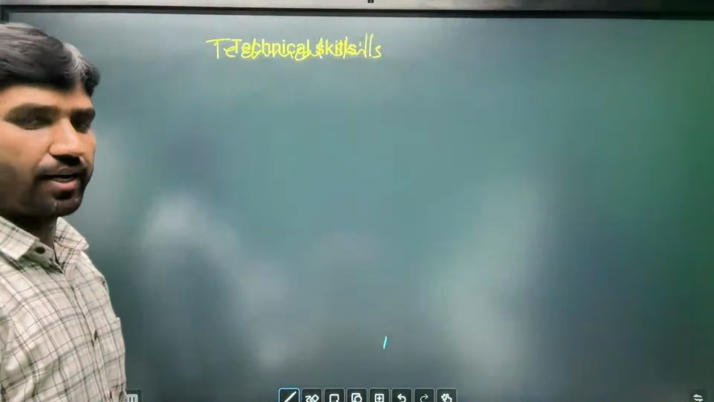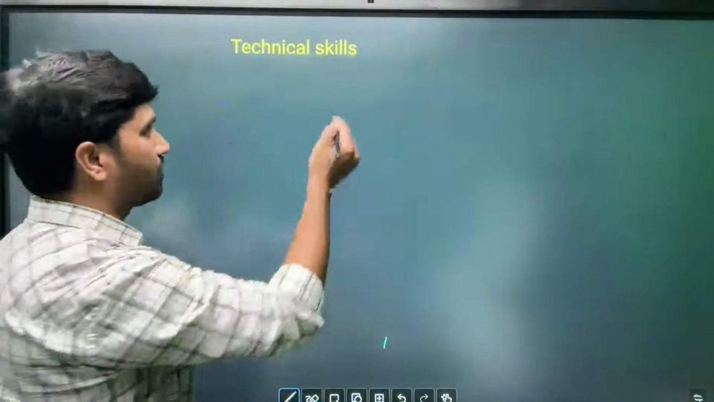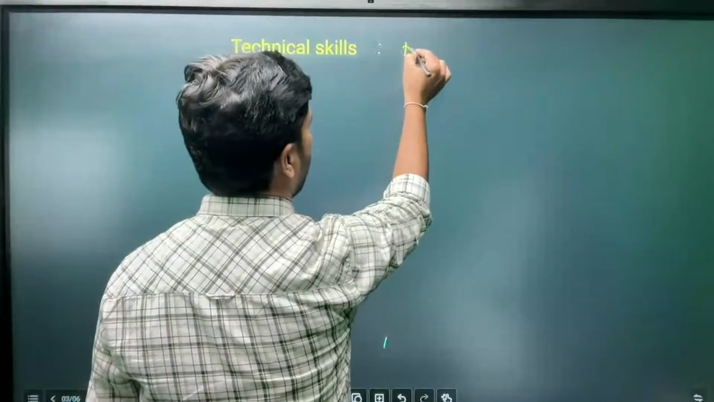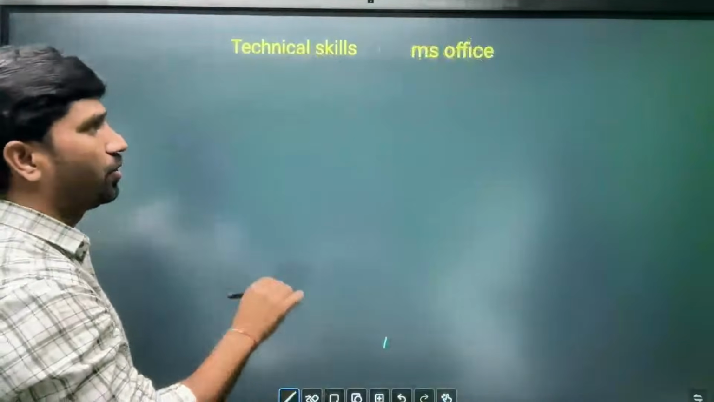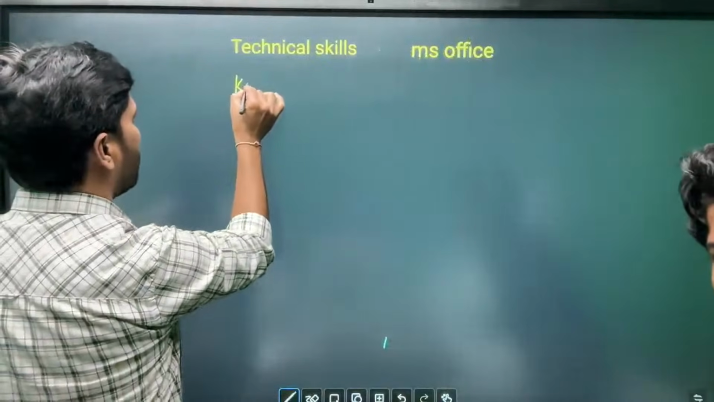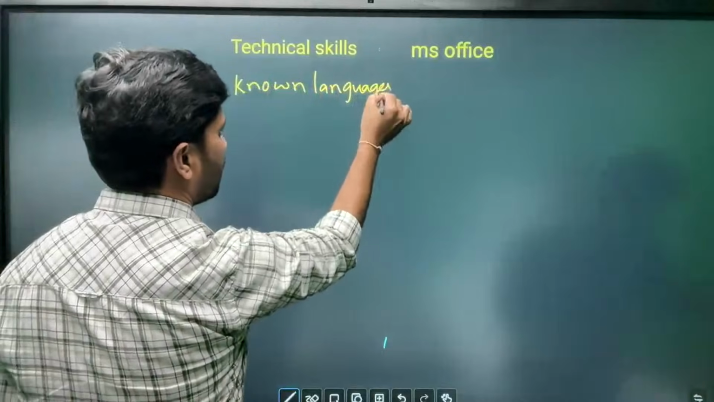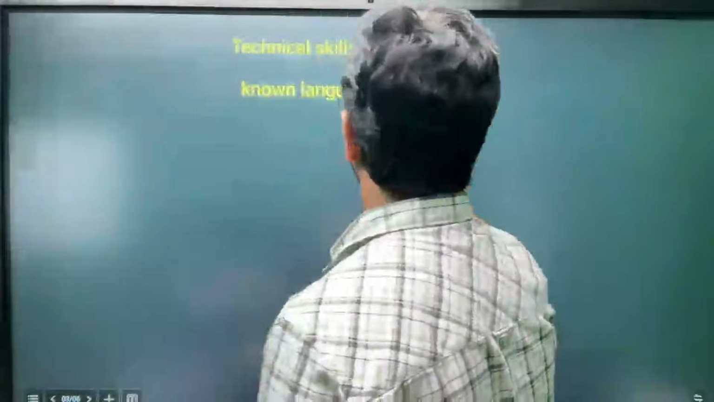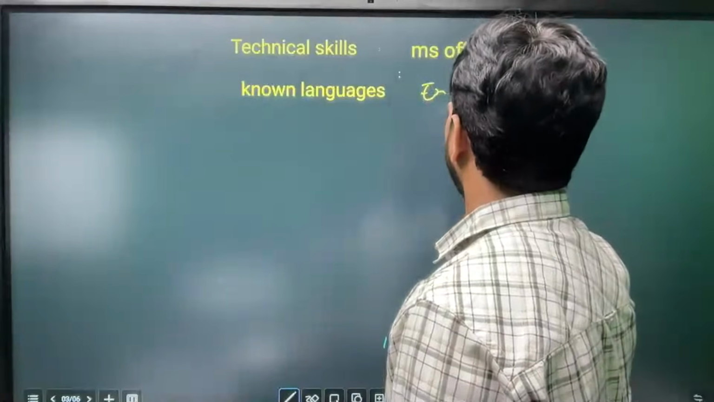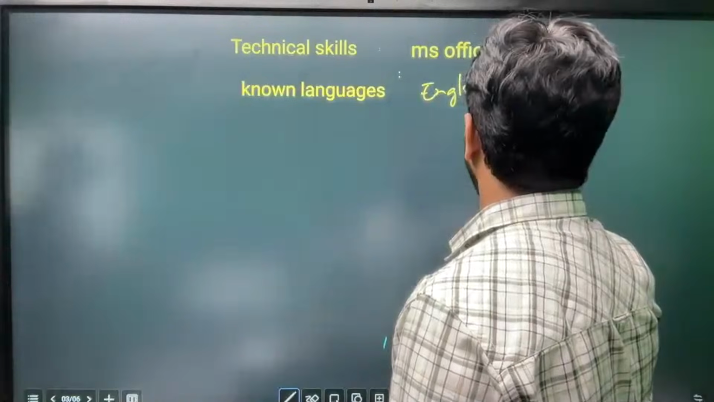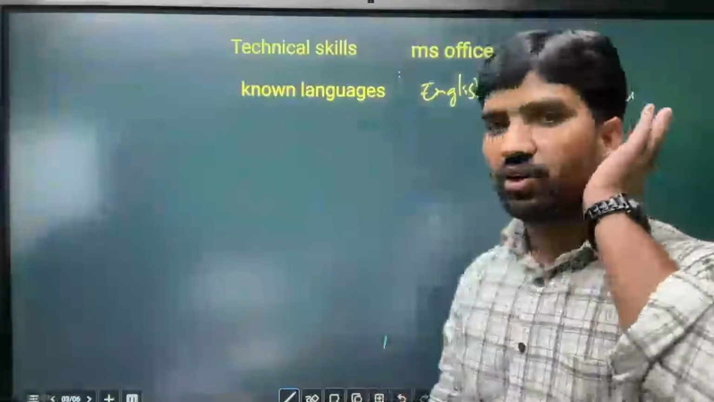Technical skills. Technical skills in the sense, what do you know about the computer? How much do you know about computers? For example, MS Office. We know very well about MS Office for a computer. Then next, known languages. We put the columns in a row. For example, English, Hindi, Telugu. These are the languages we used to write.